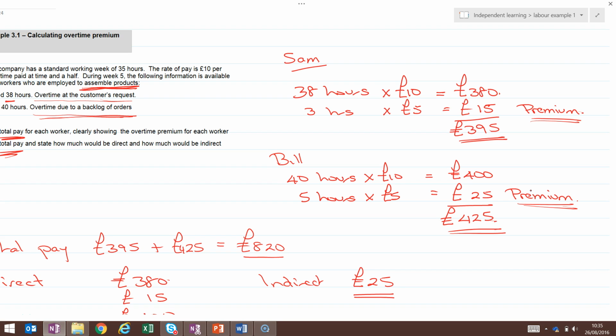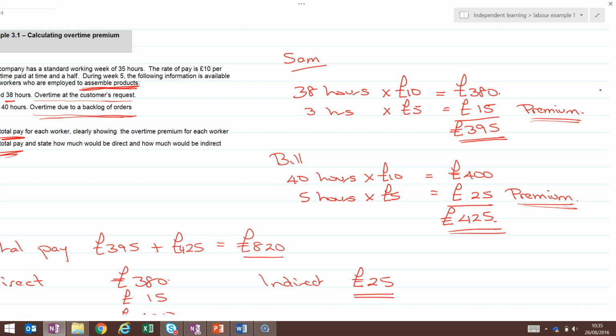I'm sure that you would probably calculate it in an alternative method, which will result in the same answer, but this method always separates out the premium, and questions will ask you for the overtime premium. So try and get used to doing it this way.